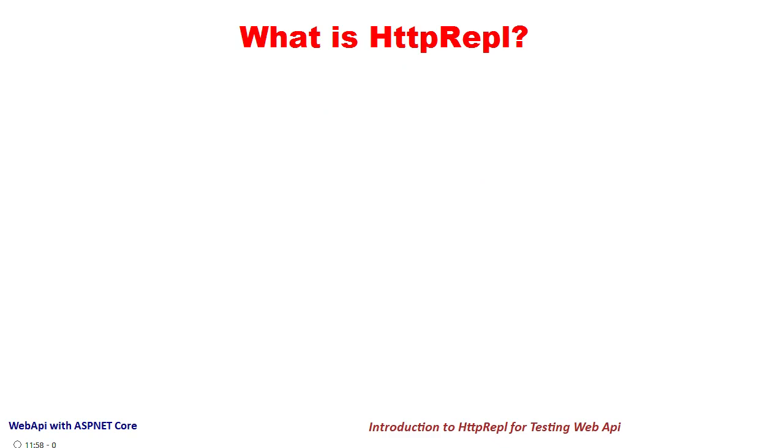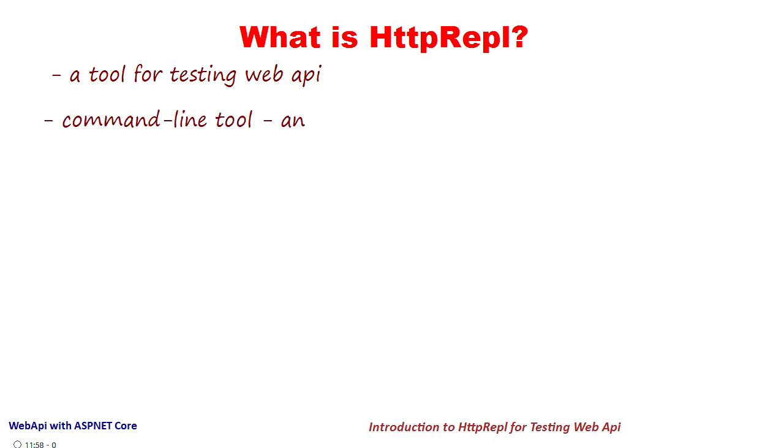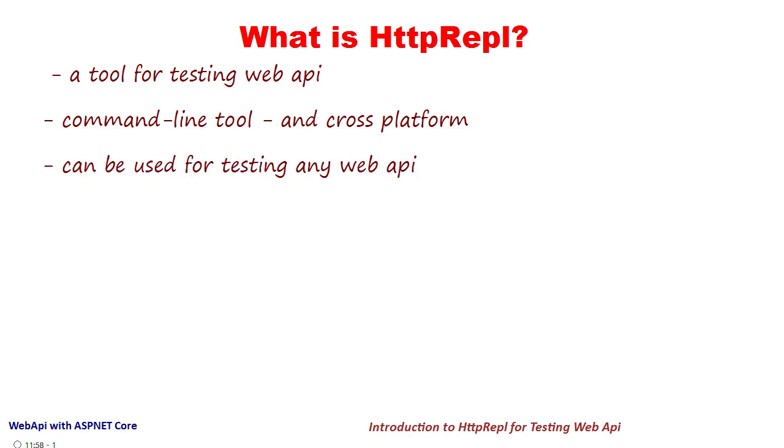So here is a brief introduction to HttpRepl. It is basically a tool for testing web API. It is a command line tool and cross-platform, and it is therefore available wherever .NET Core is installed and available. It can be used for testing any web API, whether written for ASP.NET Core or for even the classic ASP.NET. It works on localhost, can be used on real web hosting, and even on environments like Azure App Service. And it is very versatile.